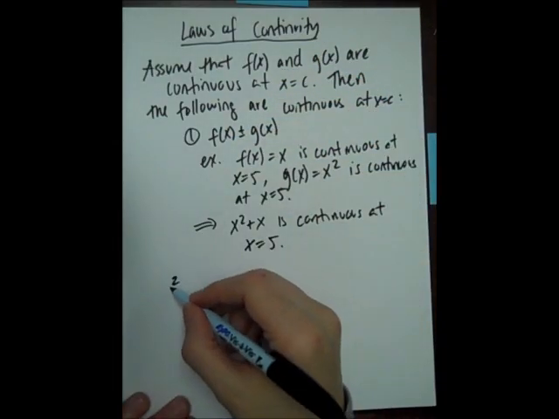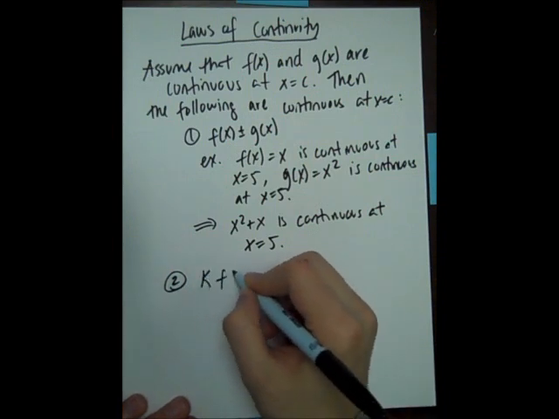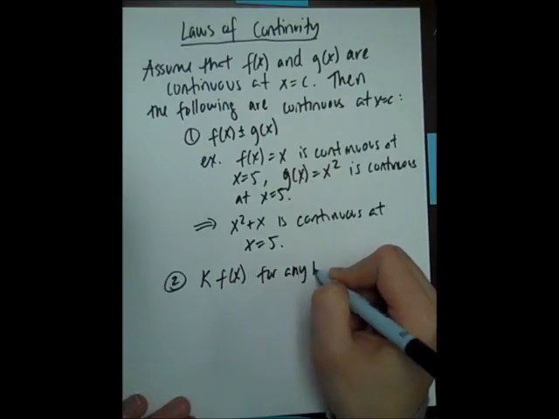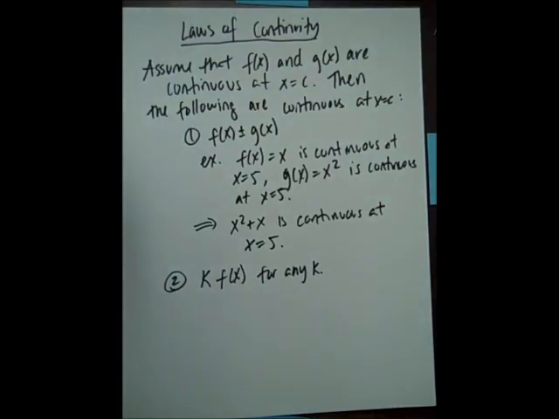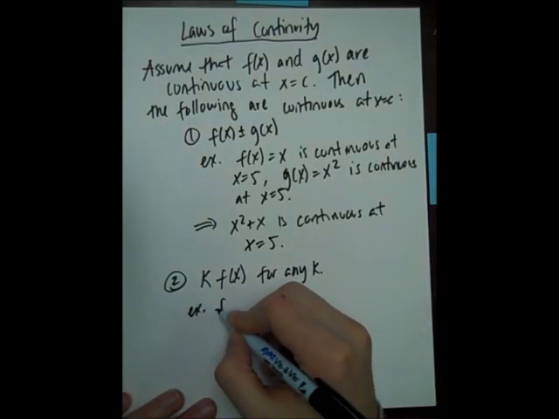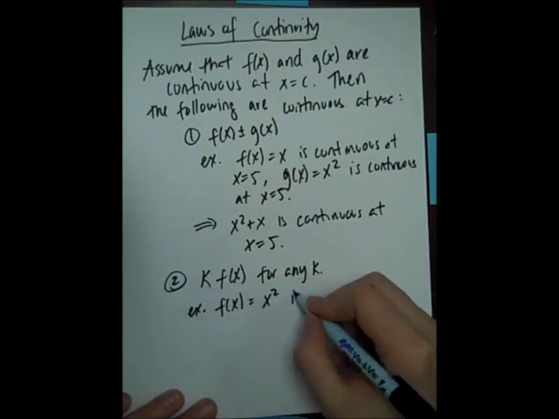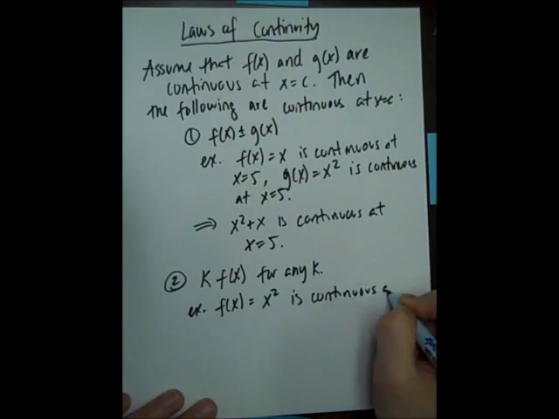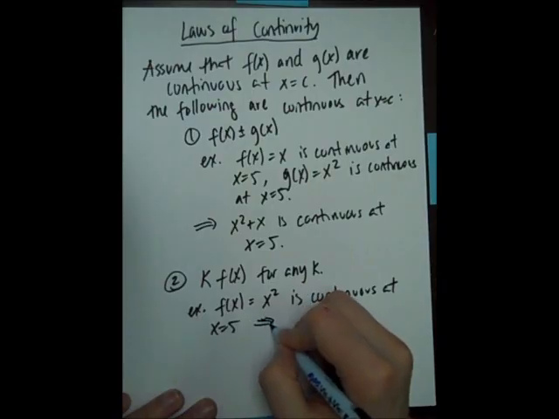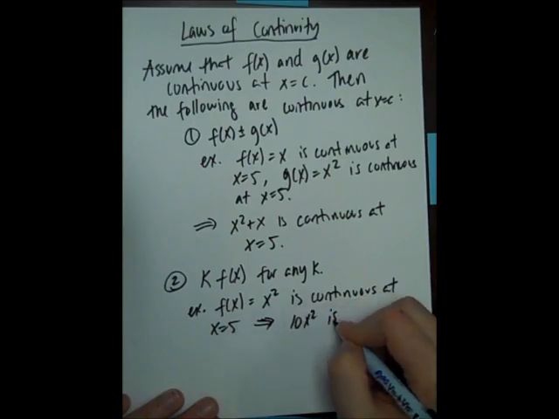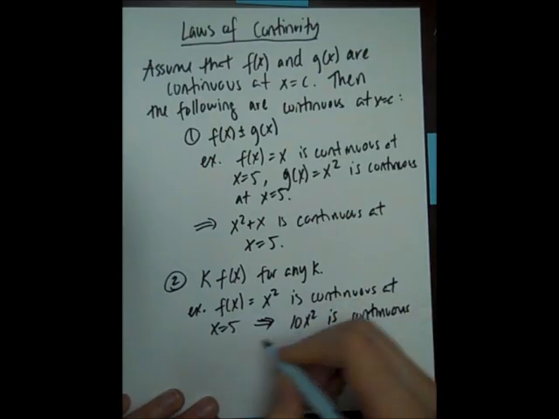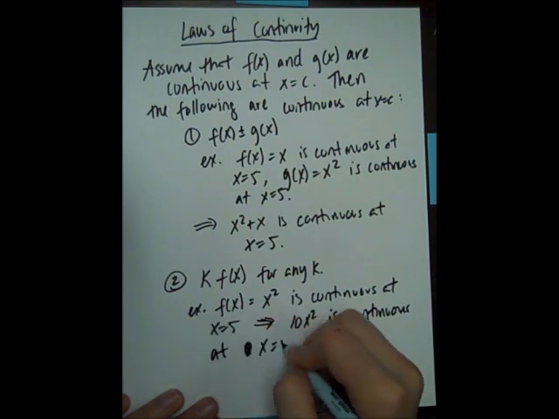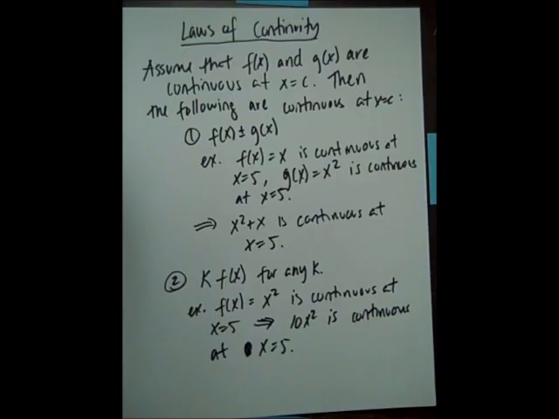So if you know that two functions are continuous at the same value, I could add or subtract them, also going to be continuous. Second law is going to be k times f of x for any k. So if I know that a function is continuous at a point, I know that any multiple of that function is also continuous. So for example, let's look at the function x squared again. It's continuous at 5, which implies that, how about 10x squared is continuous at x equals 5. So anytime I have a function that's continuous at a point, any other function that's a constant multiple of it is also continuous at that same point.